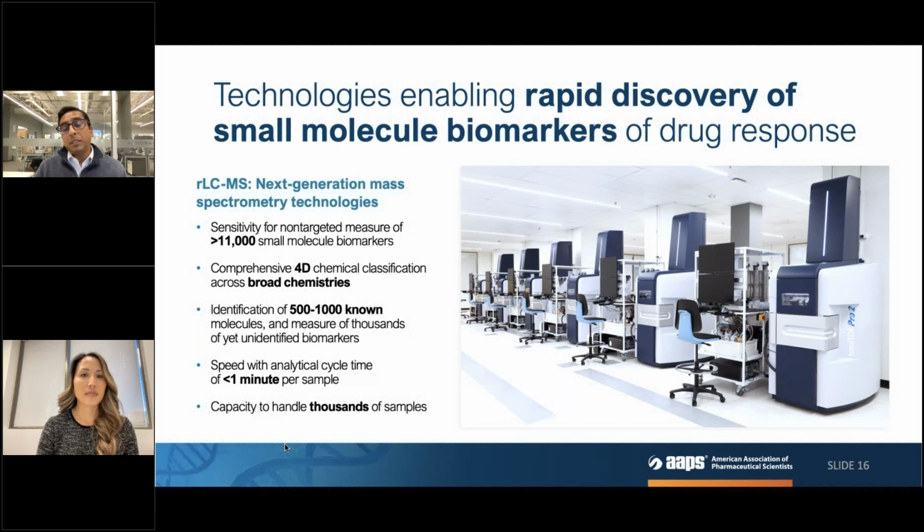Now, what makes this particularly special is we can operate these technologies at scale with an analytical cycle time for analysis of a single sample that's now at about 53 seconds per sample. Ultimately, this allows us to handle thousands of samples within a given experiment at a given time to make robust measurements that allow us to advance forward the discovery of these small molecule biomarkers.